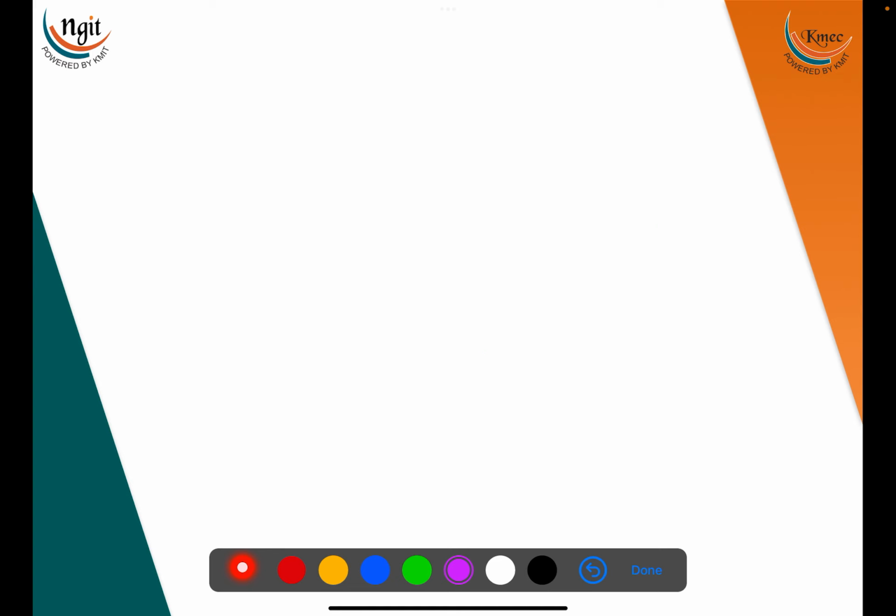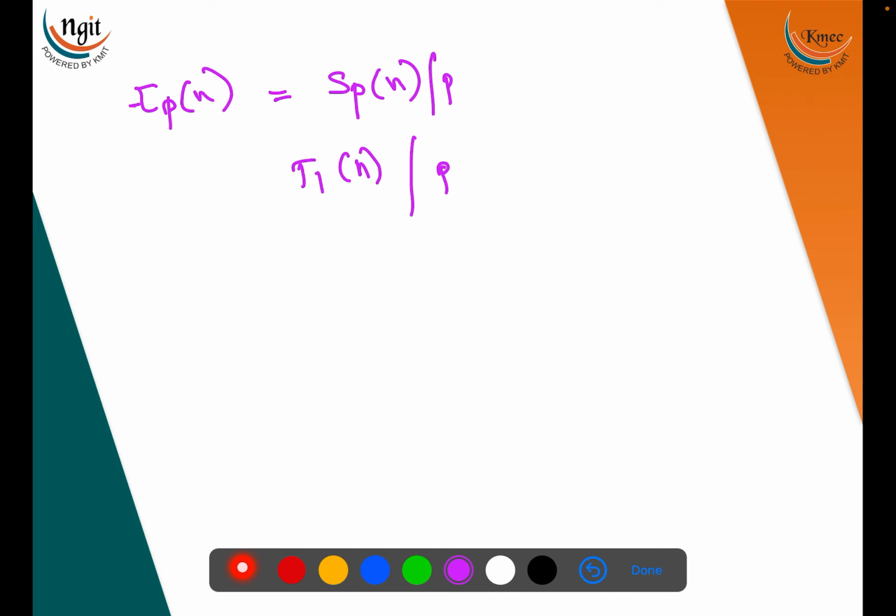And we have efficiency also. Ep of n, the parallel algorithm efficiency, is equal to the speed up of n by P. That is T1 of n by P times Tp of n, where T1 of n is when the algorithm runs on a single processor. Naturally we calculate efficiency after you calculate the speed up, divided by the number of processors you used to execute the parallel algorithm. So this is the way we calculate speed up and efficiency for a parallel algorithm. Thank you all.